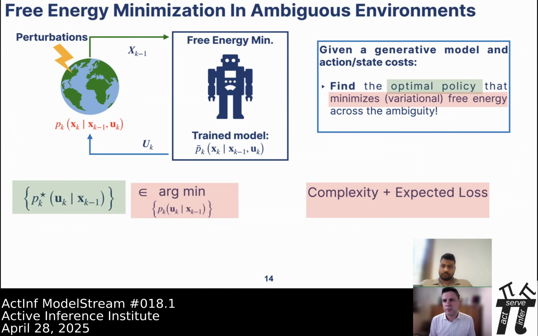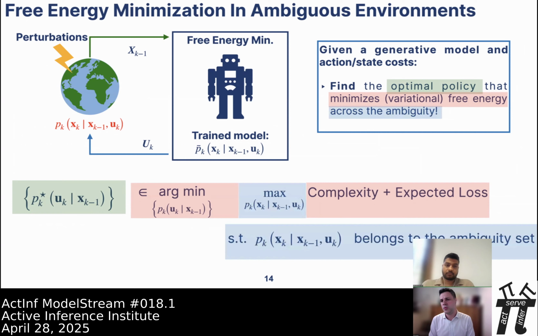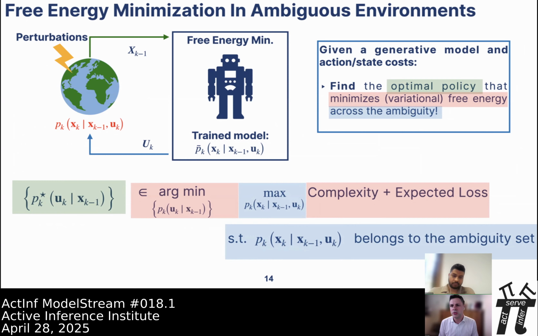But there is ambiguity, and we must take it into account. So we are not just minimizing this cost functional, we are actually accommodating for the worst case. So we are minimizing the maximum free energy, where the maximum is taken across all possible environments, all possible world models that belong to the ambiguity set that I just introduced. So we have a min-max problem, where the minimization is as usual in the policy space, but this minimization happens on an inner maximization problem, where we maximize over all possible worlds in the ambiguity set.